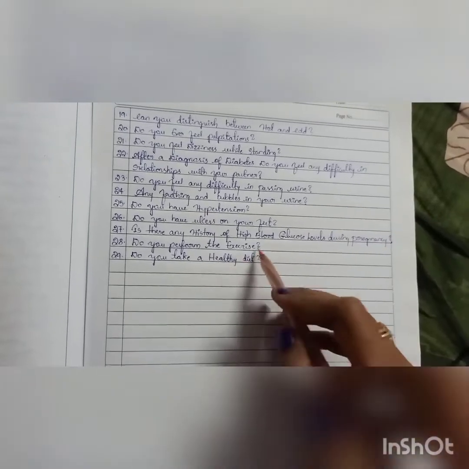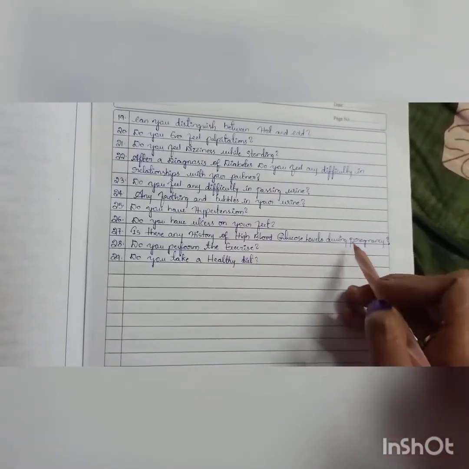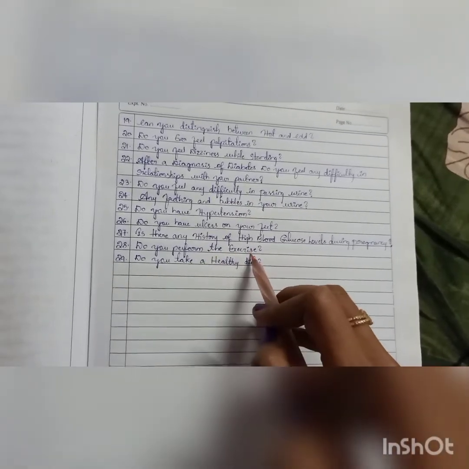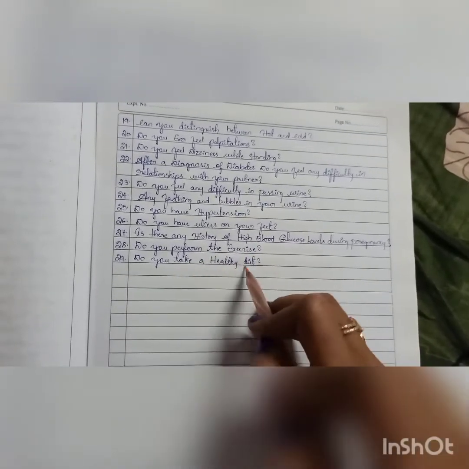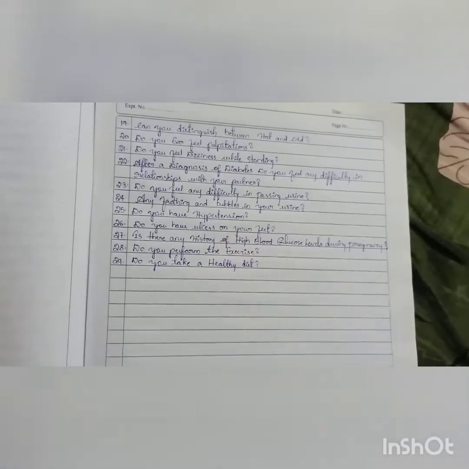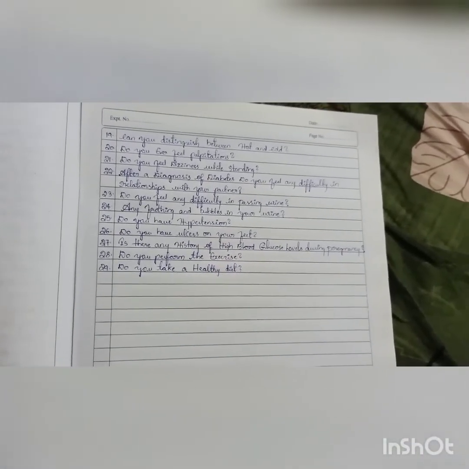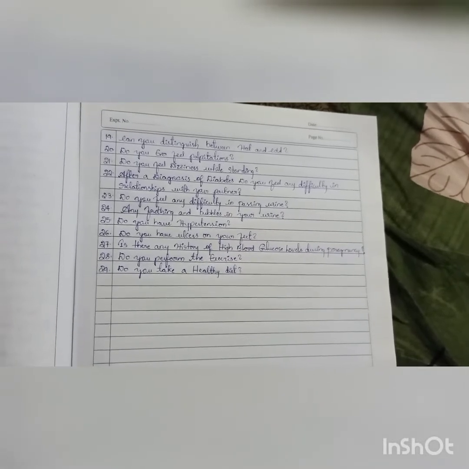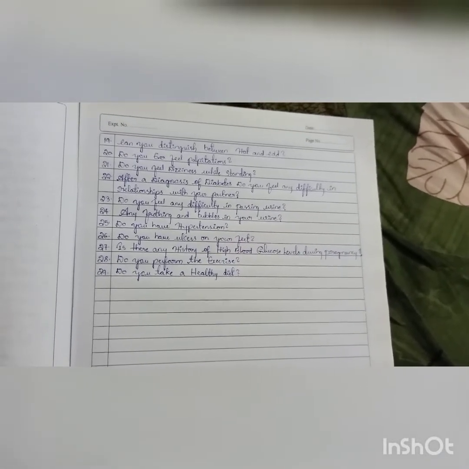Is there any history of high blood glucose levels during pregnancy? Do you perform exercise or not? Do you take a healthy diet? If the patient is female and she is pregnant, we need to ask, is there any history of high blood glucose levels during the pregnancy or not? Okay.